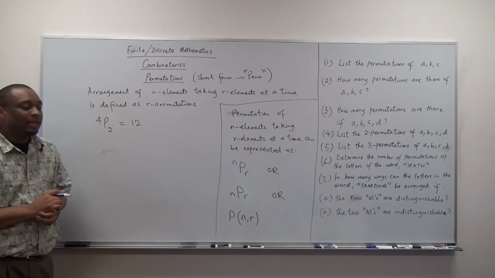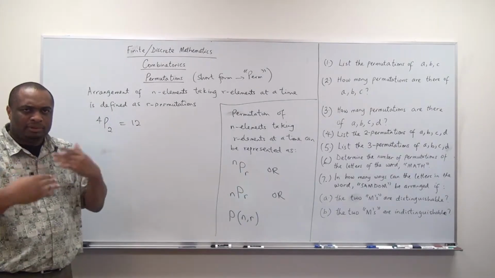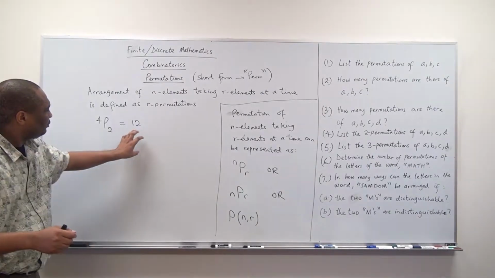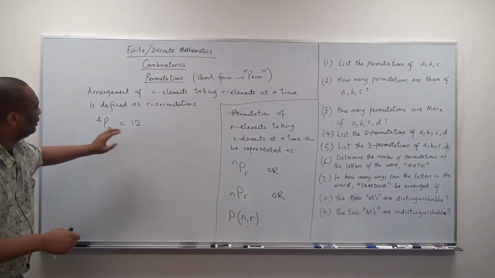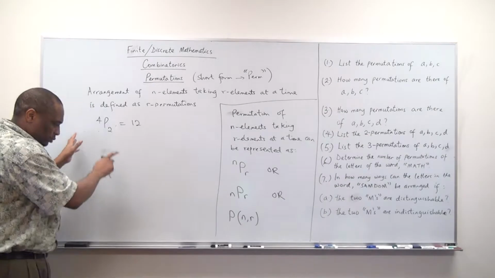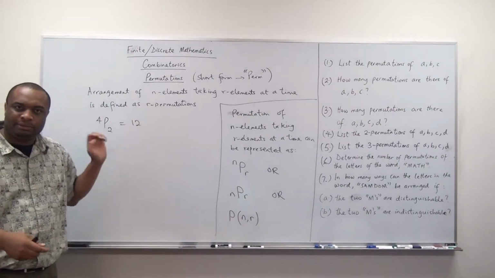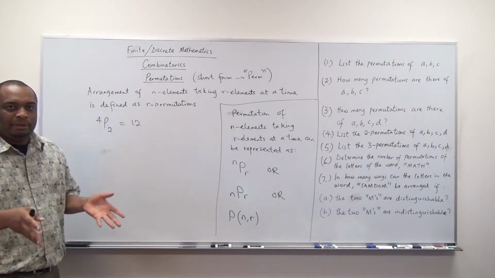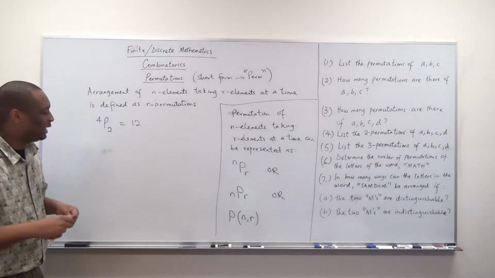It gave us 12. Because we want to develop a formula for this, you ask yourself, how did you get 12? We've listed it, but what if we have 20 perm 7? You can't start listing it. It's too much. So we need a formula for it, to find how many ways it's going to give us.